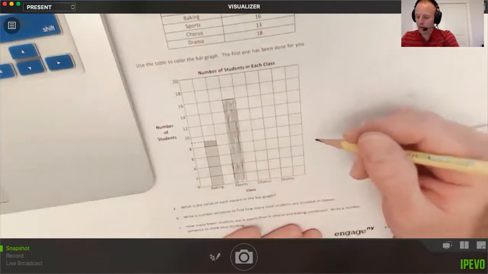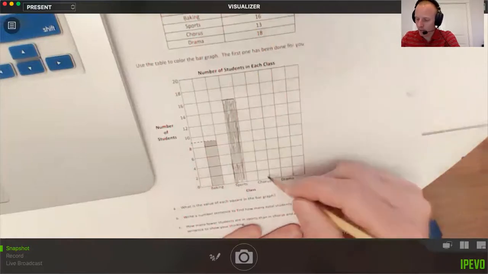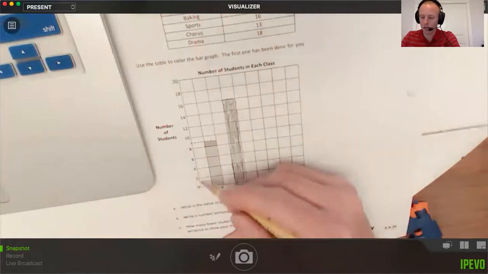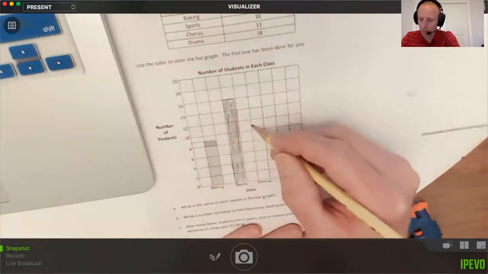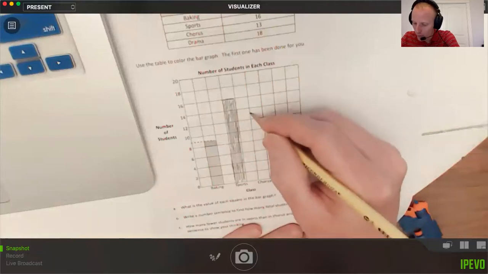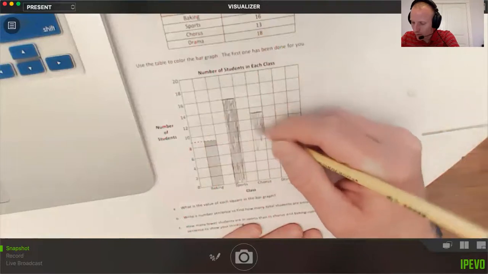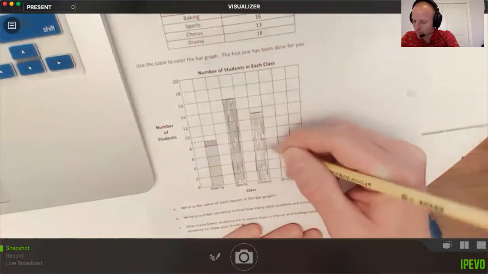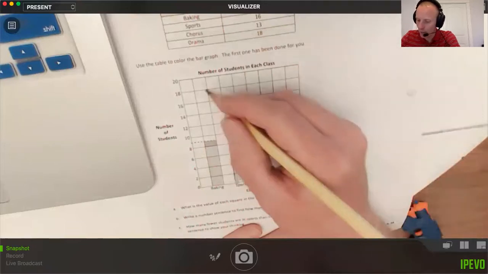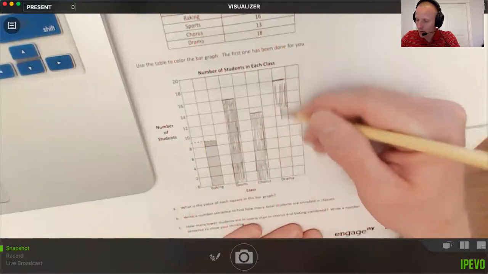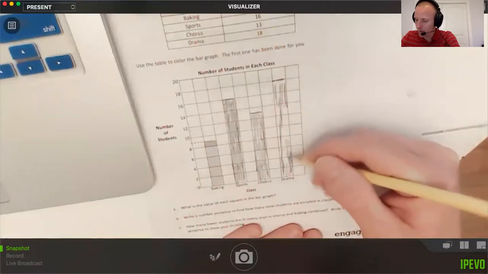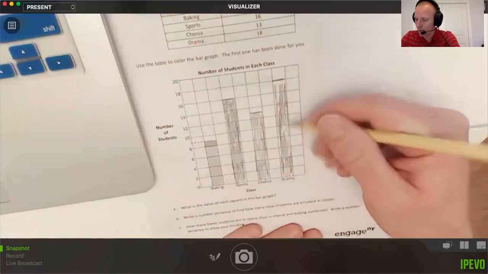You would make it much nicer when you're doing yours, but again, I'm trying to save us a little bit of time here. Then chorus has 13 kids. So again, that's an odd number, and since my units here on the side are even, I have to go halfway between 2 of them. So 13 is halfway between 12 and 14, right there, and I shade it in. And then drama has 18, so I go all the way up to 18. That one's simple because it's an even number, and I shade in 18. Again, you'd shade them in nicer than I'm doing here; I'm going really quick. And now we have what we call a bar graph.